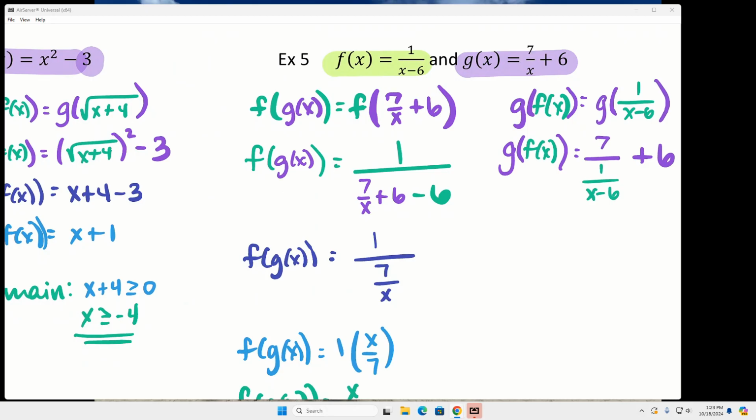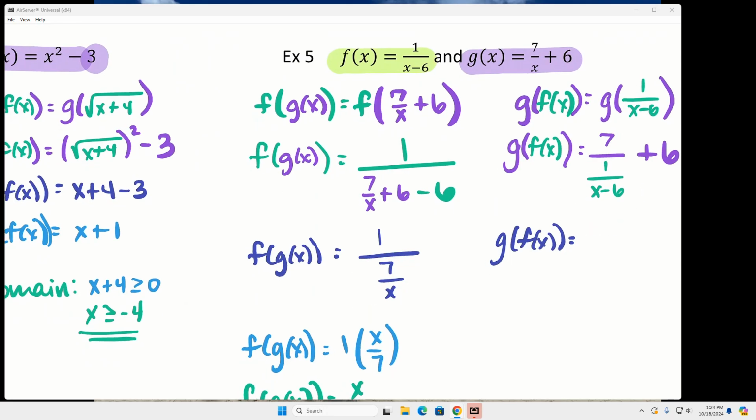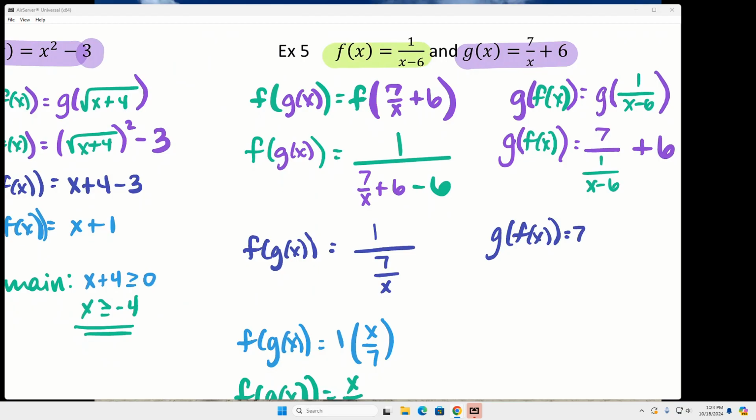I know, this is a lot. There's a lot of algebra. There's so many tiny little places for you to make a mistake. Okay, so we're going to have the same situation we had right here. Here we had 1 divided by something. Here we have 7 divided by something. But we're going to do the same thing. We're going to take 7 and we're going to multiply it by the reciprocal.